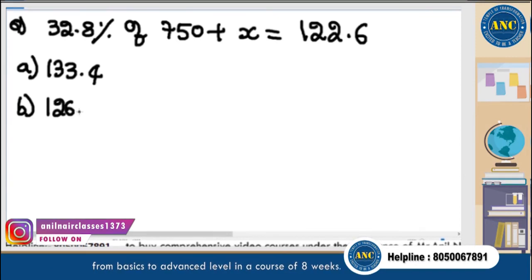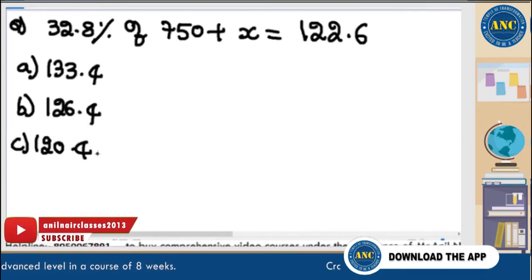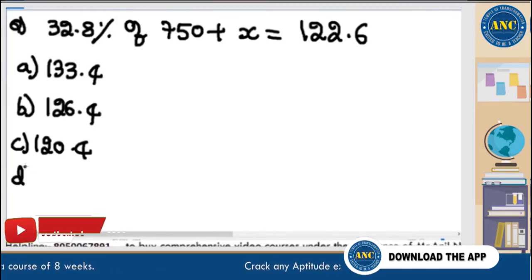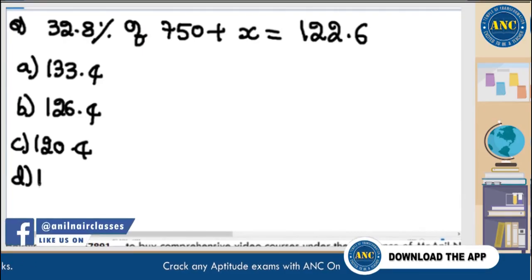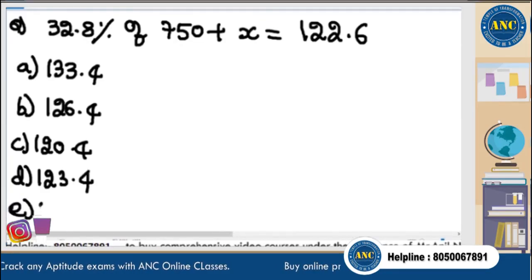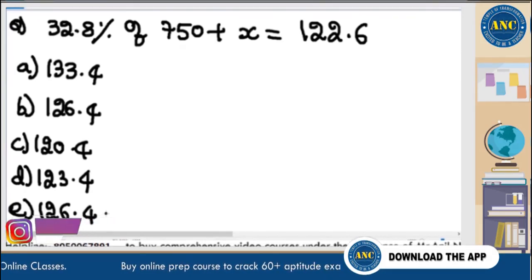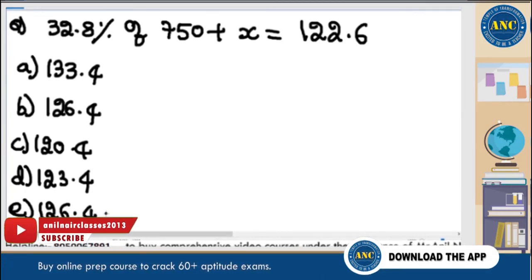133.4, 126.4, 120.4, 123.4. A CAT student from NIT Warangal has asked me a question. His name is Sirish. Sirish, this is for you. 32.8% of 750 plus x is equivalent to 122.6.